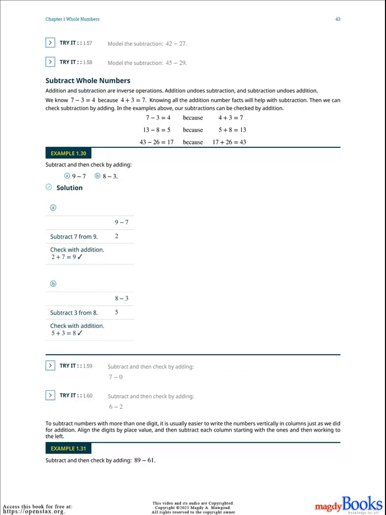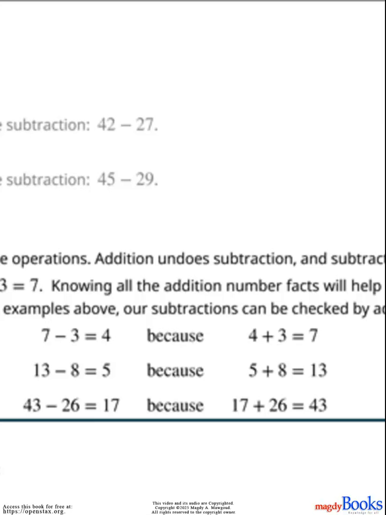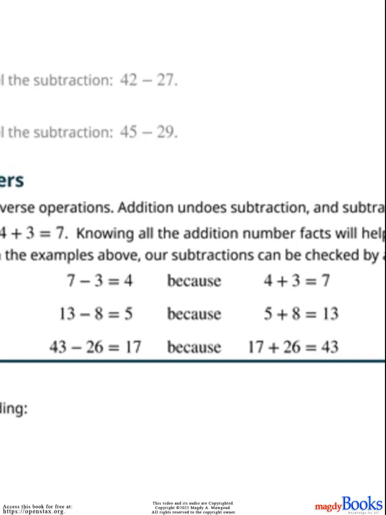In the examples above, our subtractions can be checked by addition. 7 minus 3 equals 4 because 4 plus 3 equals 7. 13 minus 8 equals 5 because 5 plus 8 equals 13. 43 minus 26 equals 17 because 17 plus 26 equals 43.